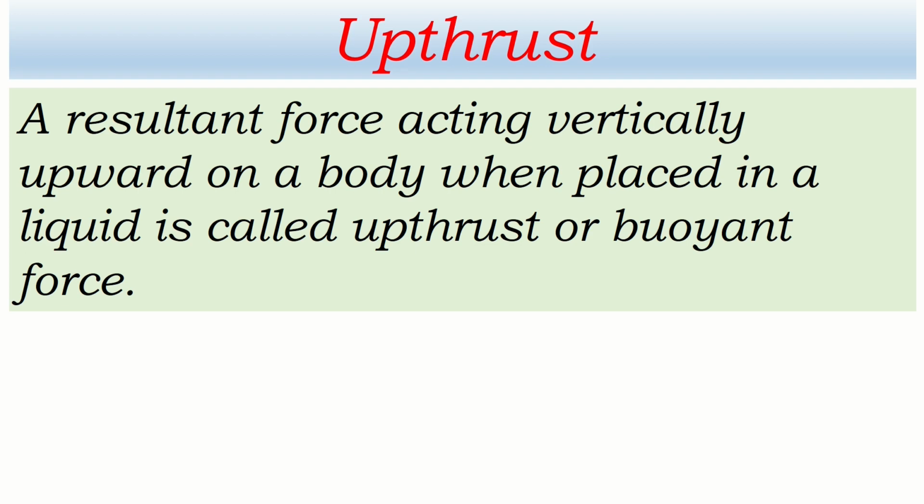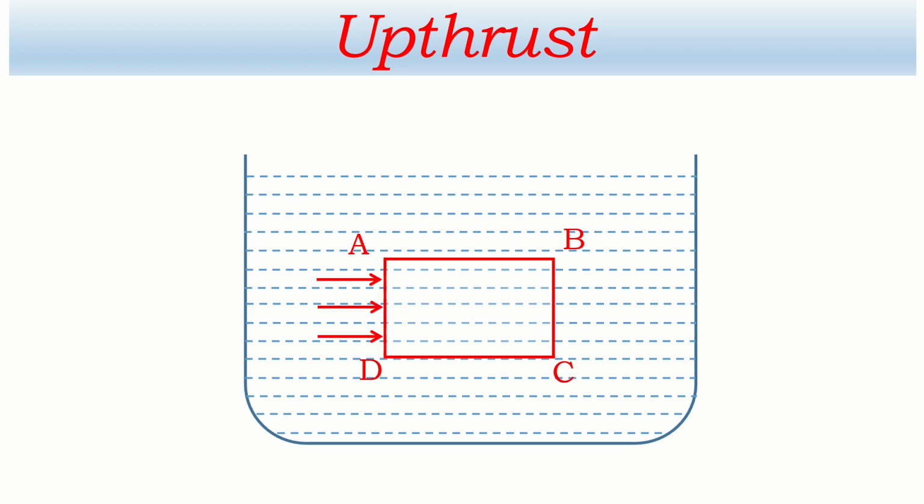Now I want to tell you the reason for upthrust. Let's say we have a vessel and a body having its edges A, B, C, D is immersed into it. Now certainly water exerts pressure from all the sides, from the side AD also and BC also. But the pressures on AD and BC are equal because the surfaces AD and BC are at the same depth. That's why the pressures on AD and BC are equal, because pressure increases with depth, but both the surfaces are at the same depth, so pressure is equal.